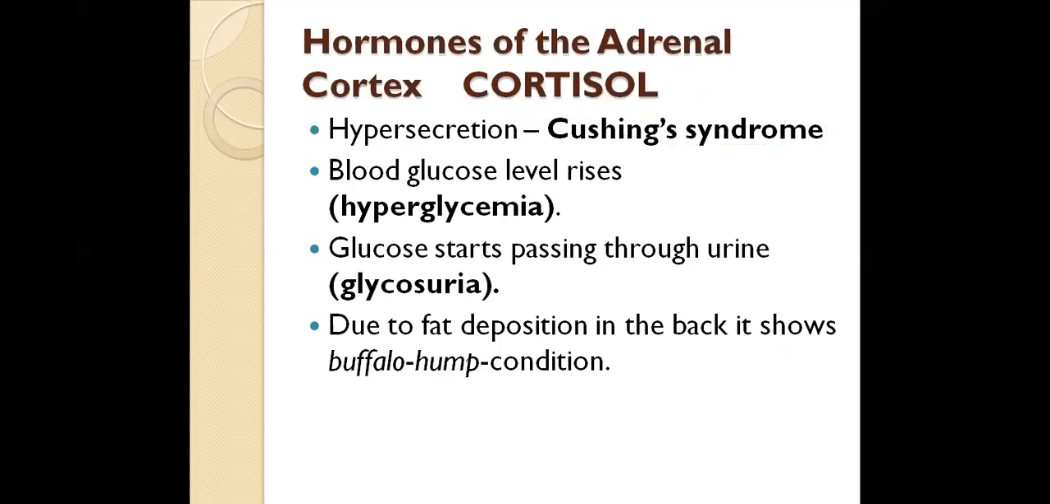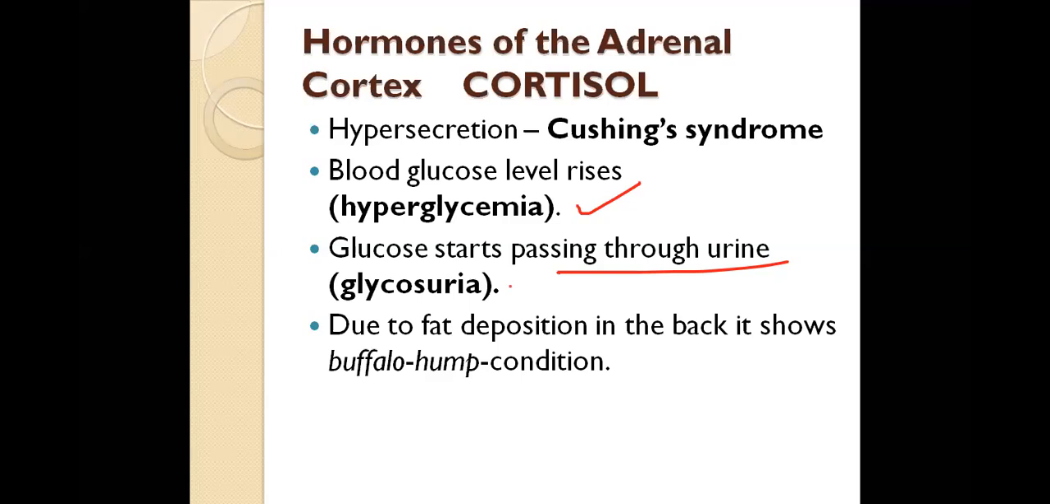In Cushing syndrome, the blood glucose level rises, a condition we call hyperglycemia. Blood glucose levels are raised and glucose starts passing through the urine. That is called glycosuria, glucose in the urine.